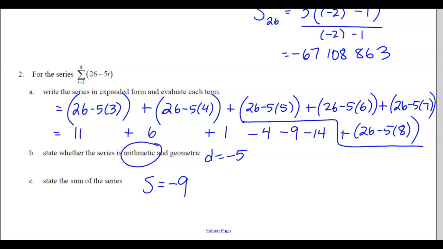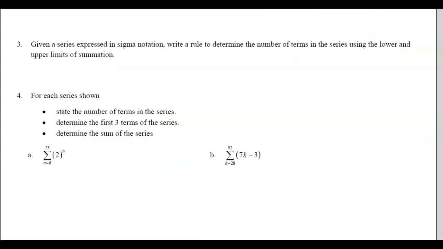Okay, so the general rule here is: the number of terms equals the upper limit minus the lower limit plus 1. Okay.